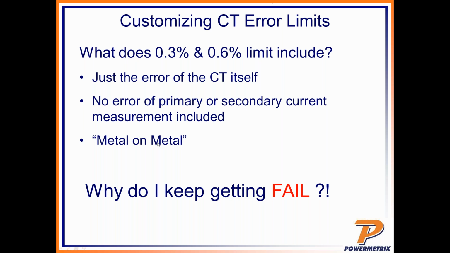So I like to say kind of a metal on metal, right? So if we have a CT that's rated 0.3%, and we have a lab type condition where we know exactly the primary current that's going into that CT, and we know exactly the secondary current coming off of it, you should expect to get this 0.3 and 0.6% all day long, right? So one of the questions that we always get in our tech support is, and this can be an exclamation point or a question mark, why do I keep getting these failure messages on my PowerMaster, right? What is it telling me?